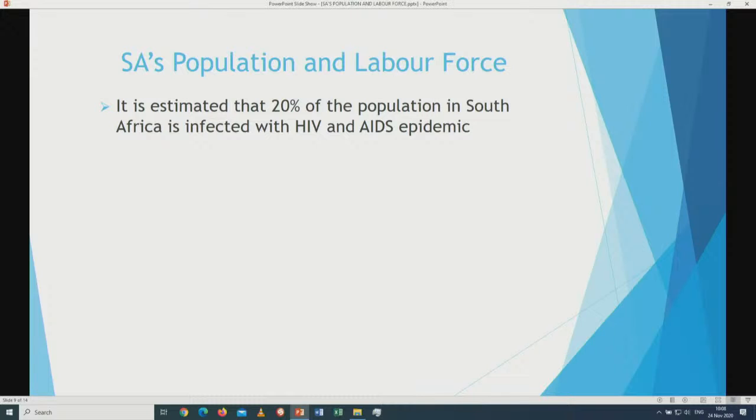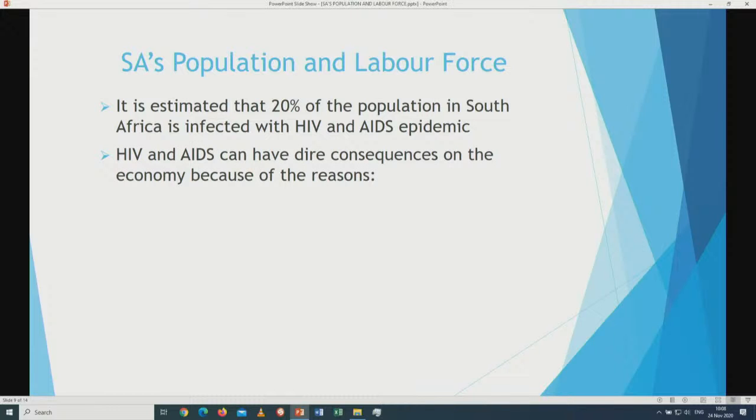So this is one of the diseases that can have a negative impact on the population and, as a result, on the labor force, because it can infect those who are working and those who are not working. Right. Okay. So HIV and AIDS can have dire effects, or severe effects, on the economy because of the following reasons.